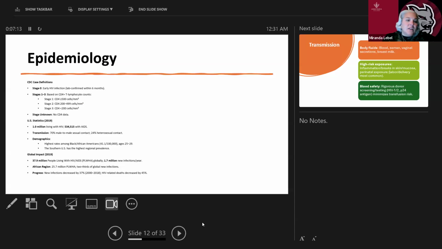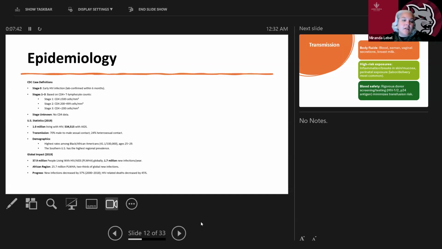So the CDC case definitions are stage 0, which is early HIV infection, so lab confirmed within 6 months. Stages 1 through 3 are based on CD4 counts. Stage 1 is greater than or equal to 500. Stage 2 is 200 to 499, and stage 3 is less than 200. Stage unknown is if we don't have any CD4 data.